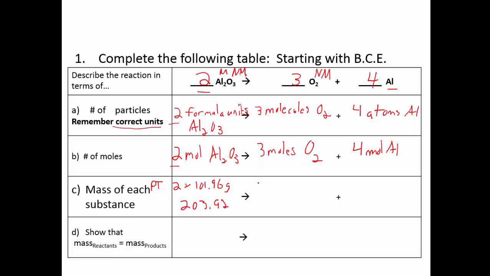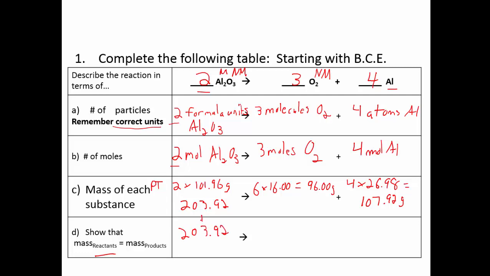3 times 2, we have 6 oxygens. 6 oxygens times its mass, 16.00. We get 96 grams of oxygen, and 4 for aluminum times 26.98. We end up with a total of 107.92 grams.